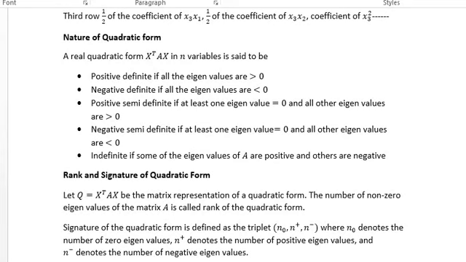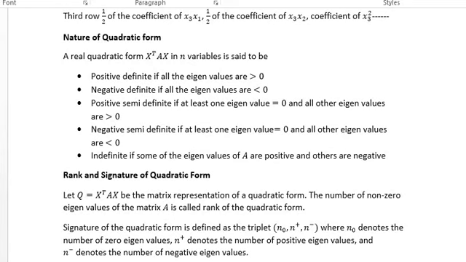A quadratic form will always be of the form Q = X transpose AX in the matrix format. So we are going to consider a quadratic form. Let Q = X transpose AX be a matrix representation of the quadratic form. The number of non-zero eigenvalues of the matrix A is called the rank of the quadratic form.